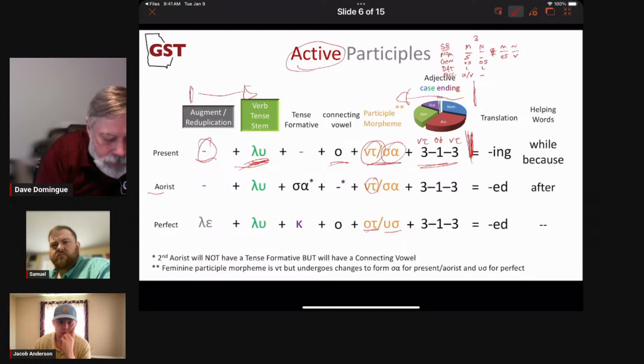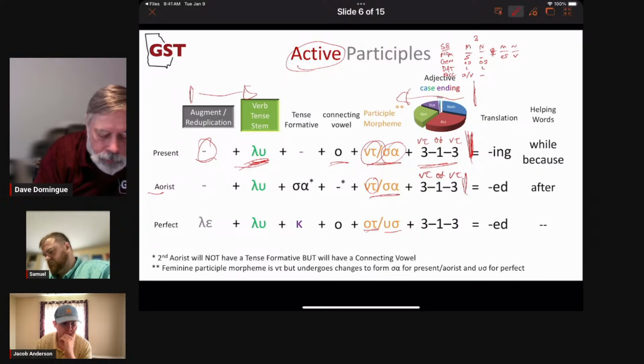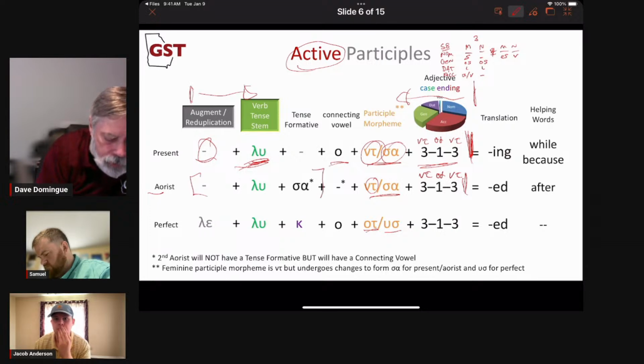And then we do the aorist tense, same thing, working the outside in. We're going to use the 313, which means the nu tau, and the sigma alpha for the feminine. So we're going to have 313 with our participle morpheme that connects to the verbal function. Now, if you remember our verbs, this is the verbal function here.